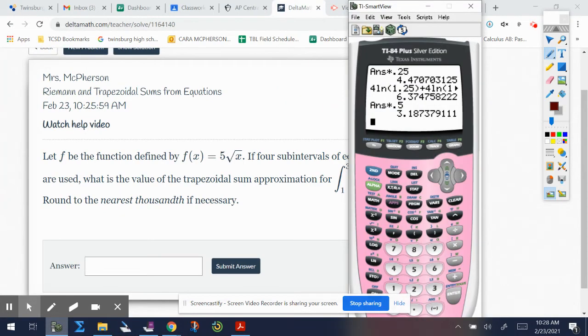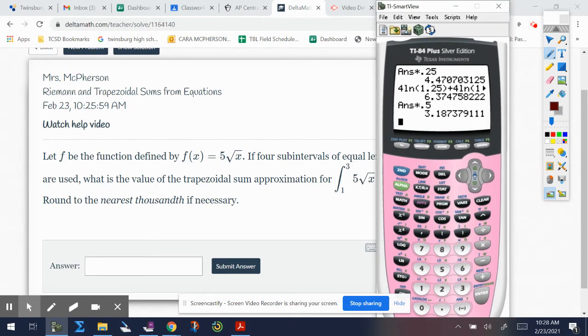With my calculator, my function is 5 square root of x. First I'm going to put in 5 square root of 1, which I do very much realize is just 5. But then I'm going to add to it 2 of your 5 square root of 1.5 because it's going to be a base of both trapezoids. And then I'm going to have 2 of the 5 square root of 2, and then 2 of the 5 square root of 2.5. As you can see, this is tedious. And then you're only going to have 1 of 5 square root of 3 because it's only a base of the very last trapezoid.